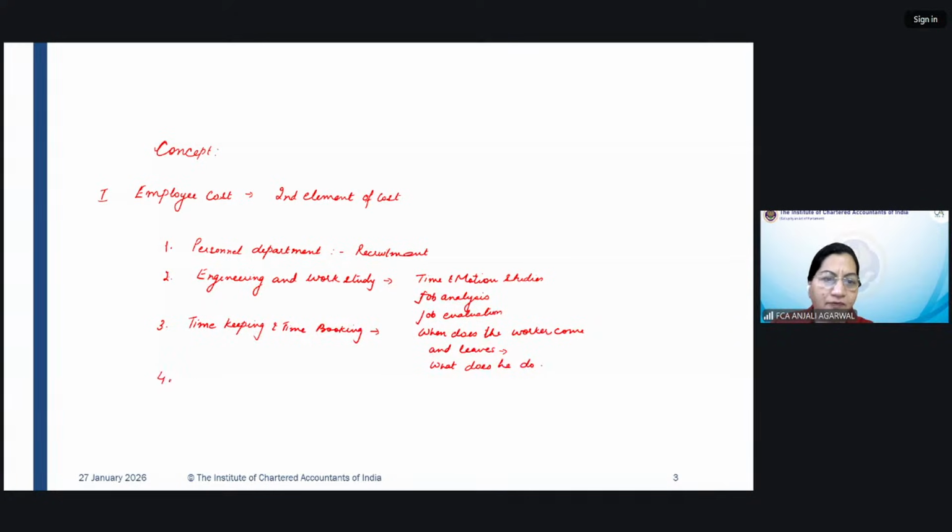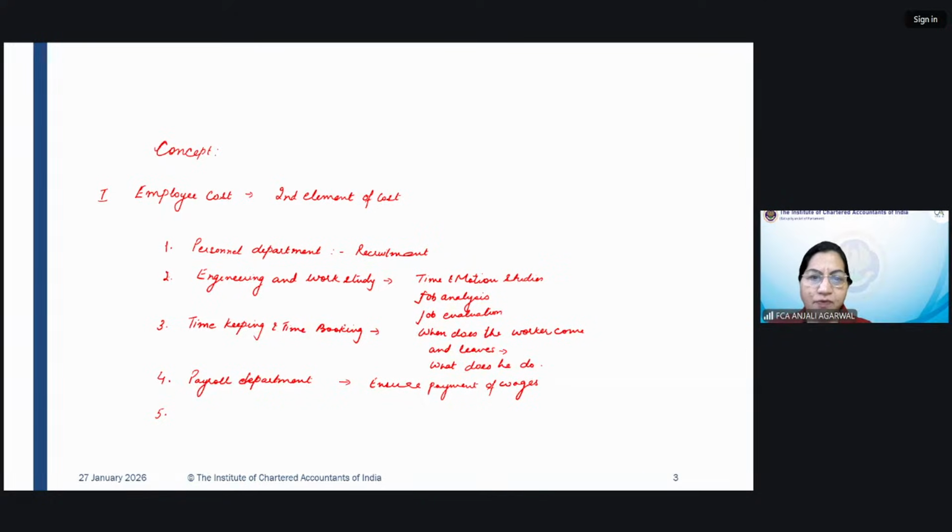The fourth department would be the payroll department, whose job would be to ensure that all the workers are paid the right amount of wages and on time. So it involves the calculation of what wages are to be paid, to which worker, how much the wage should be, and how much time he spent.